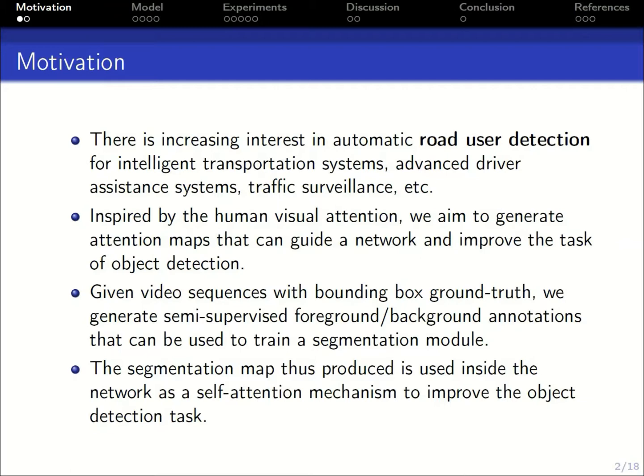In this paper, we were inspired by the human visual attention, where we kind of automatically know where to look for certain kind of objects. So we wanted to train a network to produce such attention maps. Given video sequences with only bounding box ground truth, we generate semi-supervised foreground-background annotations that can be used to train a segmentation module. The segmentation map thus produced is used inside the network as a self-attention mechanism to improve the object detection task.